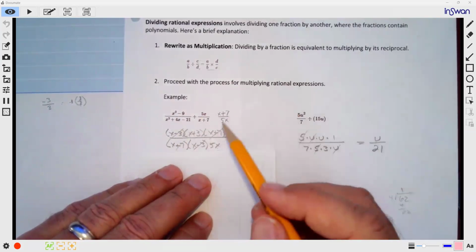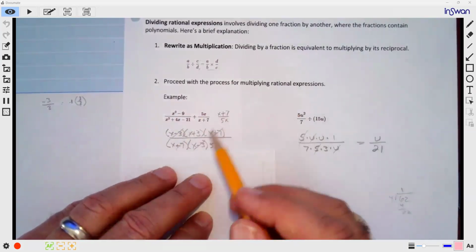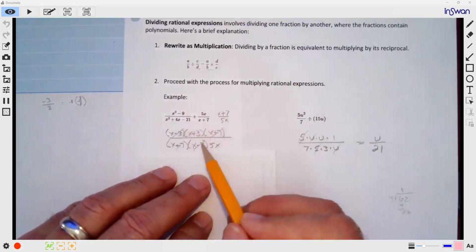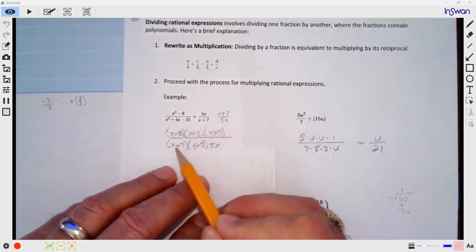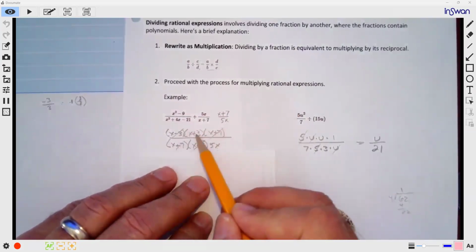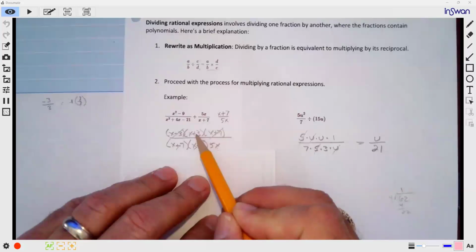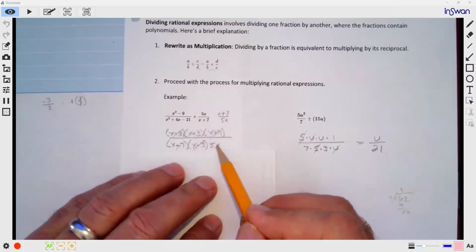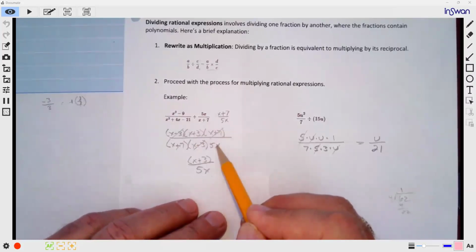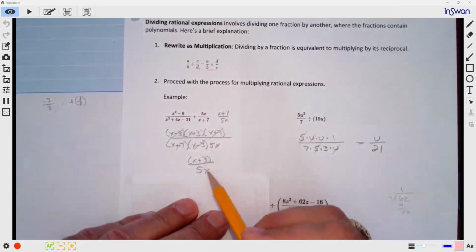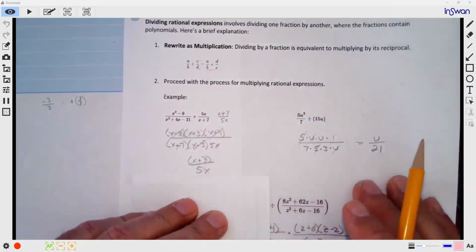Okay, and then we look for everything. Everything's being multiplied. Everything's a factor. So x minus 3s cancel each other. x plus 7s cancel each other. There's an x plus 3 that cannot find anything to cancel with, and there's a 5x that has nothing to cancel with. So the final answer would be x plus 3 over 5x.